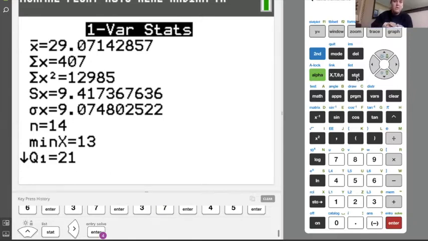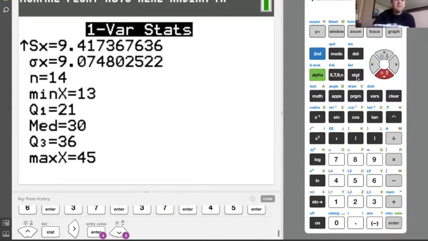And then, so then it tells us our 5-number summary. And we'll talk about some of these other points for standard deviation and stuff like that here in a little bit. But the last 5 on our calculator are our 5-number summary. So the minimum is 13. Q1 is 21. The median is 30. Q3 is 36. And the max is 45.